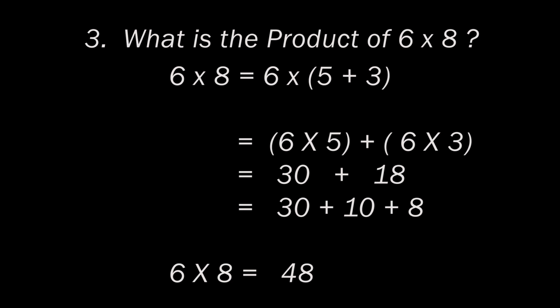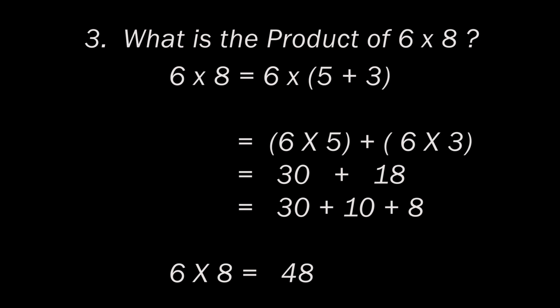What is the product of 6 times 8? I think you know the pattern now. 6 times 8 equals 6 times bracket 5 plus 3 bracket. The 5 plus 3 is equal to the 8 from the second digit in 6 times 8. Now you must multiply 6 times 5 and 6 times 3 in the brackets. You'll have 6 times 5 bracket plus 6 times 3 bracket.